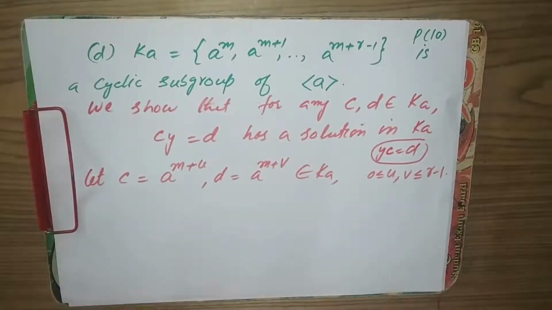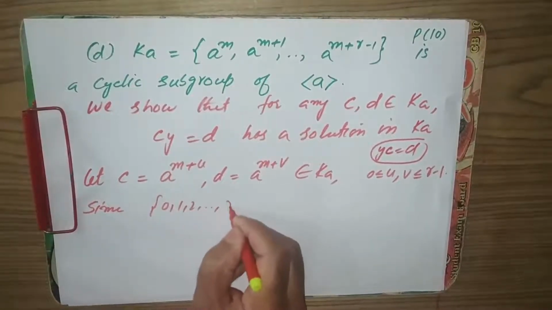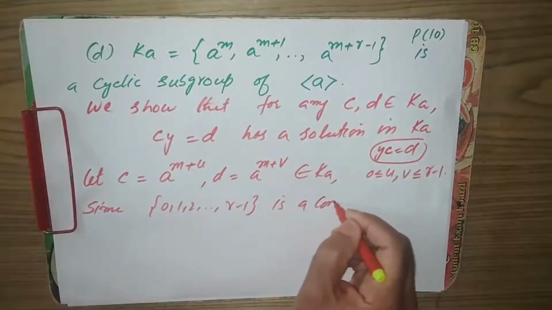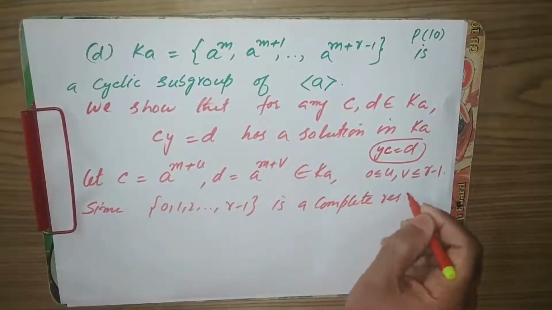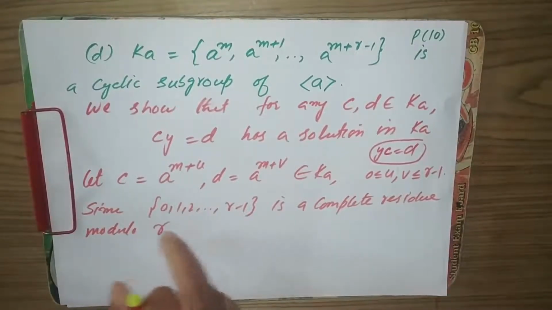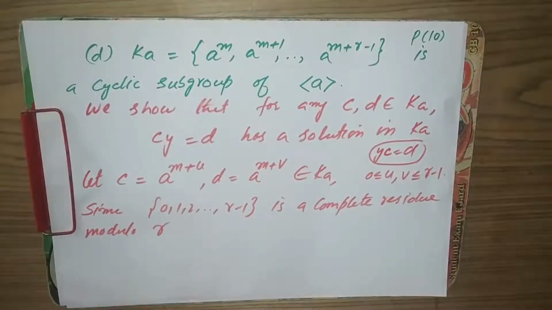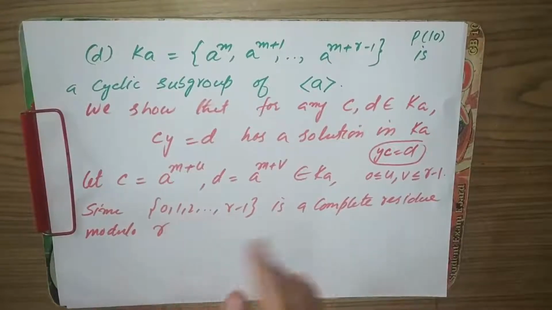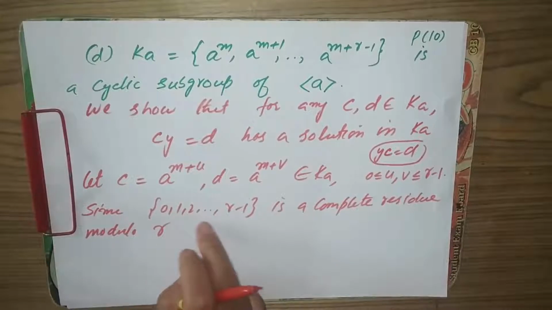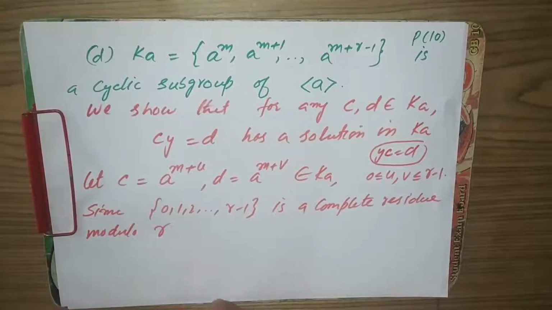Now, since 0, 1, 2, up to r minus 1 is a complete residue system modulo r, by complete residue modulo r we mean that if we choose any integer other than these 0 to r minus 1, we can find an integer in this class that is congruent to it. So let's choose that integer.